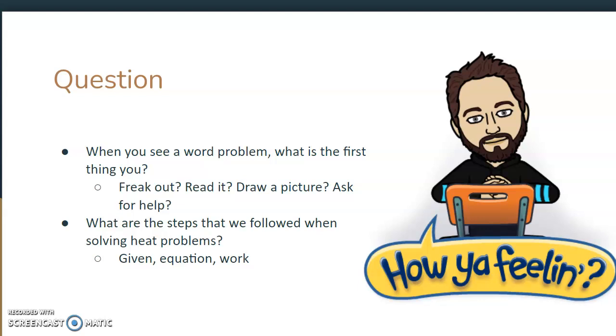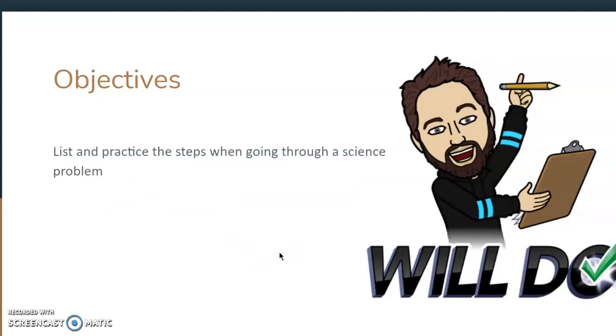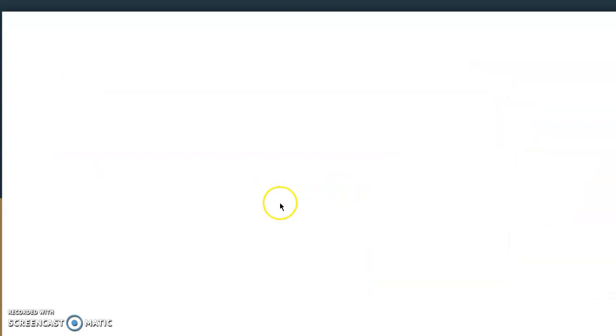Because a lot of the time in science, you might be given something, maybe an equation or a problem, and you're given the variables and the equation. You don't necessarily need to understand it all, as long as you know how to put those numbers into an equation you're given, and maybe understand that equation and how it works a little bit. So we're going to work through that today. Listing and practicing the steps when we're going through a science problem is the big thing.